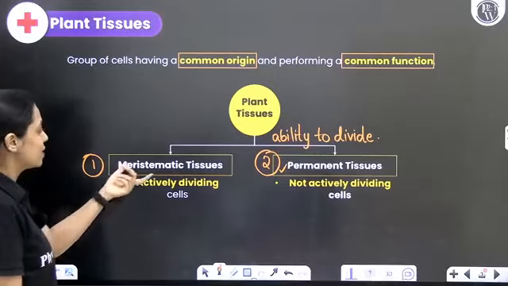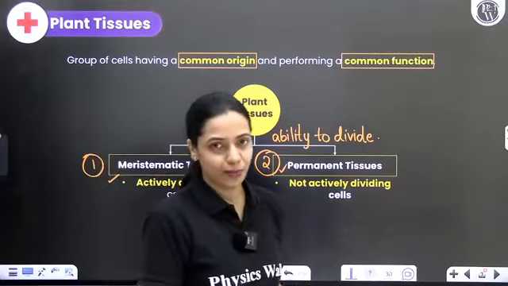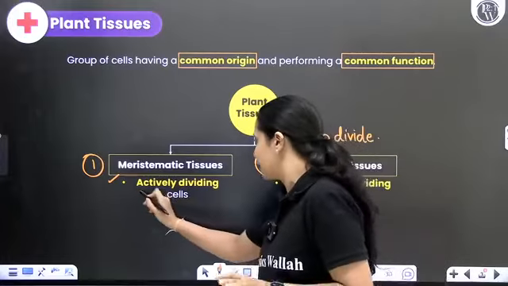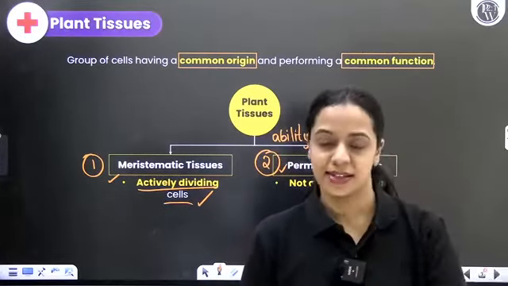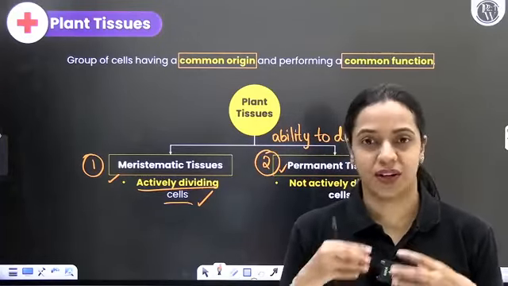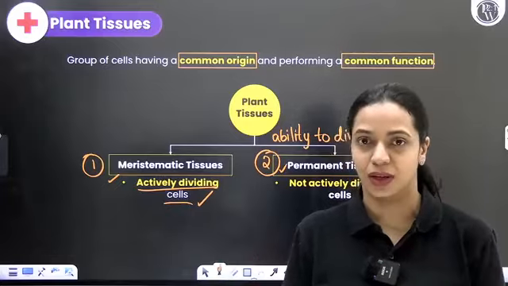So these meristematic tissues, they have the ability to divide. Since they have the ability to divide, they will keep on dividing. They are constantly dividing. And the cells in this tissue are actively dividing cells. That means they are constantly dividing. One cell gives rise to two cells, two give rise to four, four to eight, eight to 16, 16 to 32, and so on. Okay.